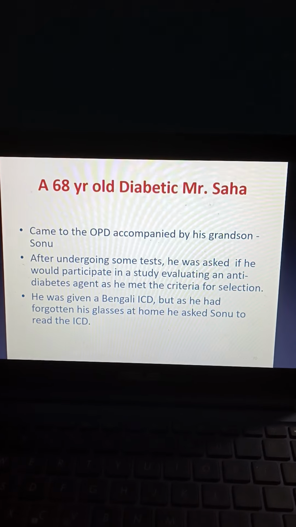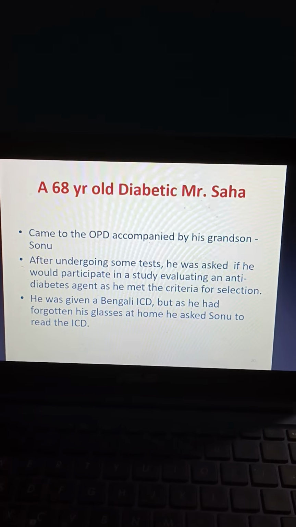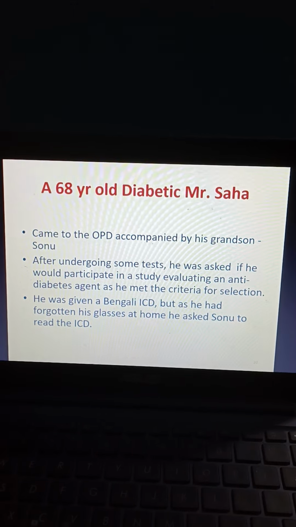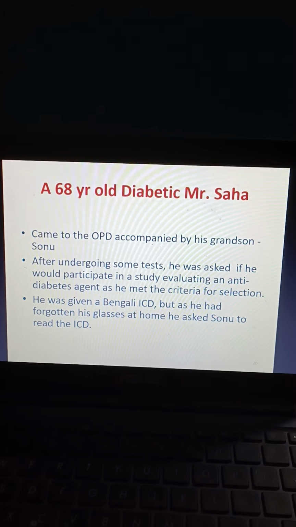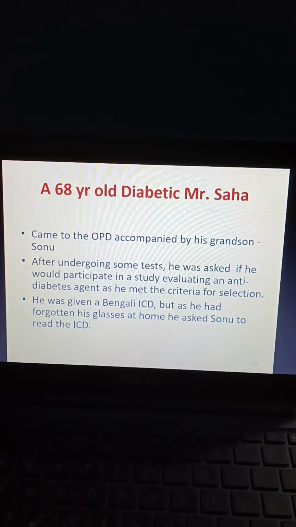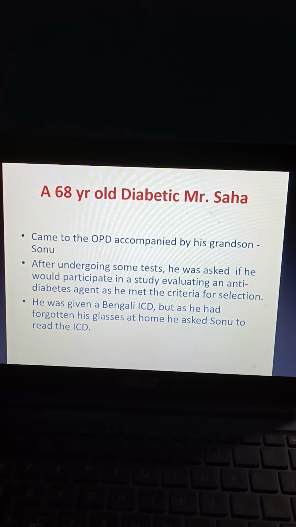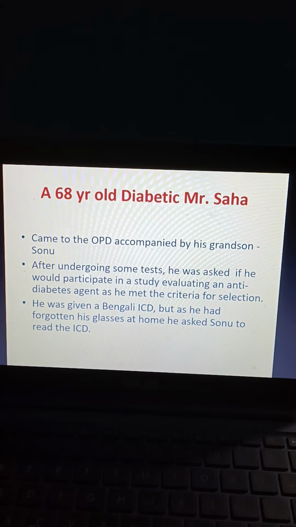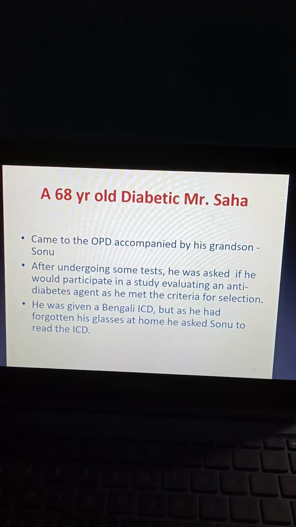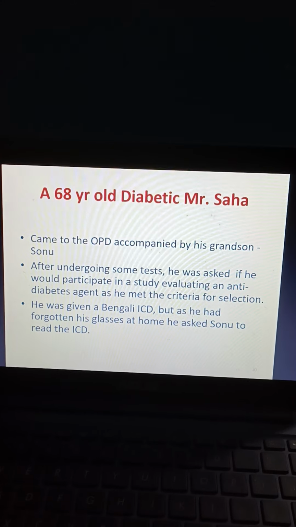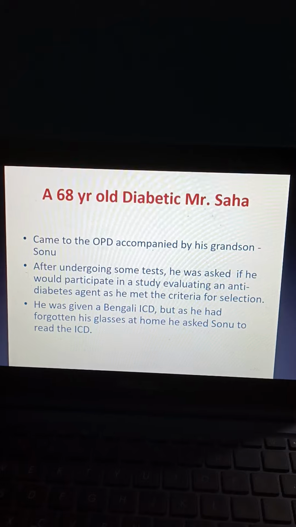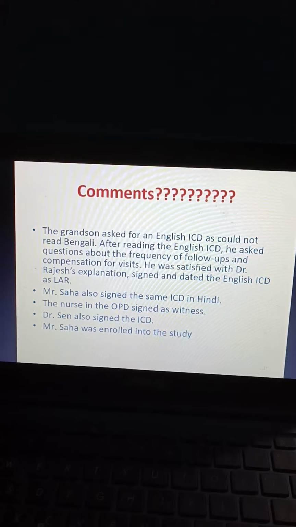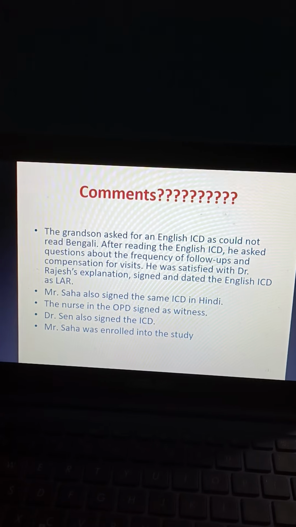Coming to an example, a 60-year-old diabetic Mr. Shah came to the OPD accompanied by his grandson Sonu. After undergoing some tests, he was asked if he would participate in a study evaluating an anti-diabetes agent as he met the criteria for selection. He was given a Bengali ICD informed consent document, but as he had forgotten his glasses at home, he asked Sonu to read the ICD informed consent document. So comments, the grandson asked for an English ICD informed consent document as he could not read Bengali.